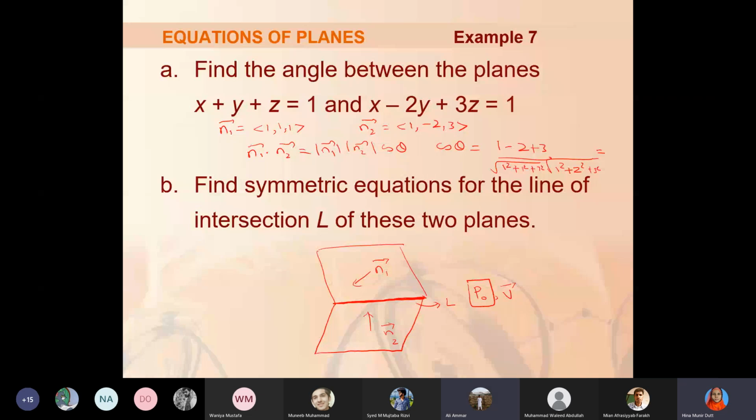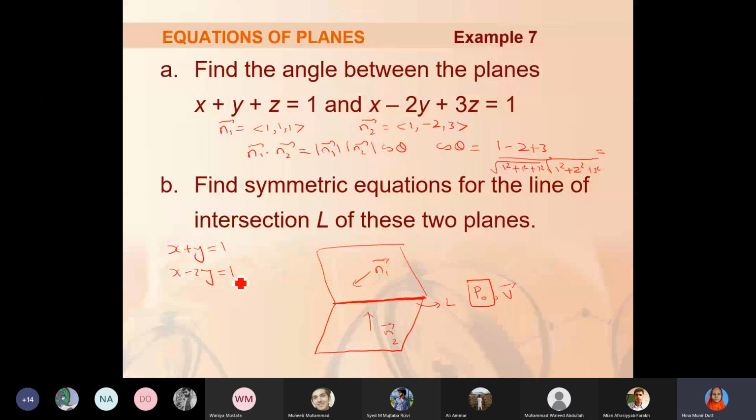How will we do it? We will solve simultaneously, but we have three unknowns. That is 3 unknowns and 2 equations. We have 2 planes and 3 unknowns, so we cannot determine them uniquely. So what will we do? We put z equal to 0 in both the equations. The first becomes x plus y is equal to 1, and the second equation becomes x minus 2y is equal to 1. Now solve it simultaneously.